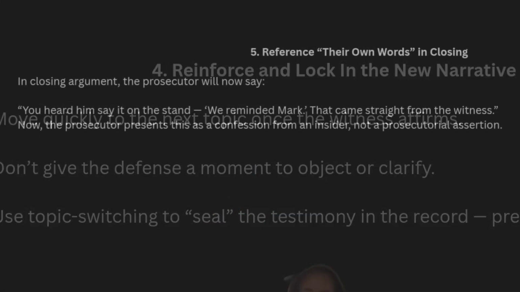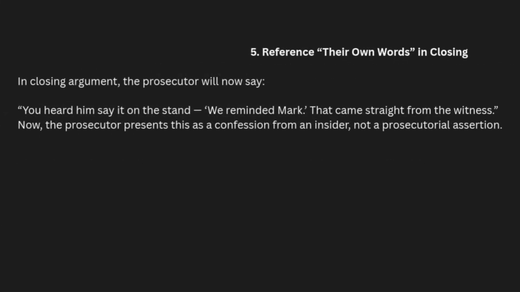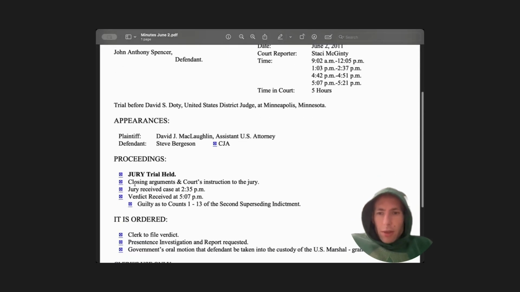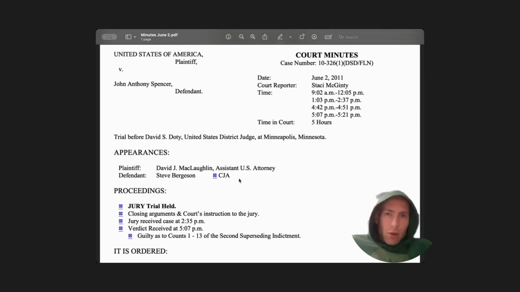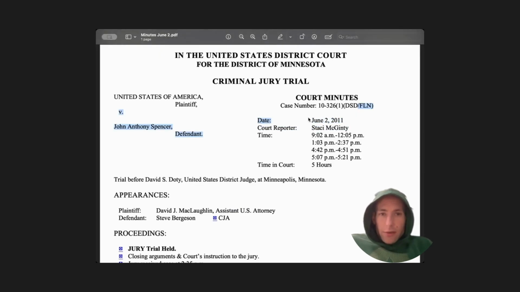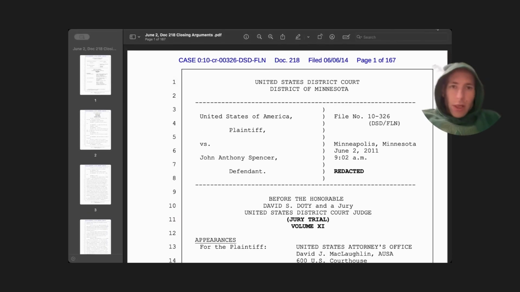And so what they do after they elicit this perjurous testimony is they argue to the jury that they proved my guilt with it. And they did this in their closing argument. I like to go to the record. This is Doc 89. Now you're going to see that there's a big difference between Doc 89 and when the final transcript is actually available. This was 6-2-11, right? And this is going to be the closing arguments and the jury instructions. So closing arguments, Doc 89, trial date, June 2nd, 2011. Just remember those dates. Here's a transcript now, filed 6-6-14.